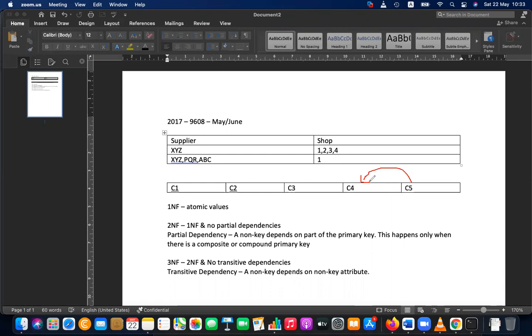Okay, quickly finish it. You can show the examples also. If there's a table like this, if let's say C3 depends on C2, then that is partial dependency. If C5 depends on C4, then that is transitive dependency. So if no such dependencies, we can tell that the table is in 3NF. Anyway, for a table to be in 2NF, it should be in 1NF also. For a table to be in 3NF, it should be in 2NF also.